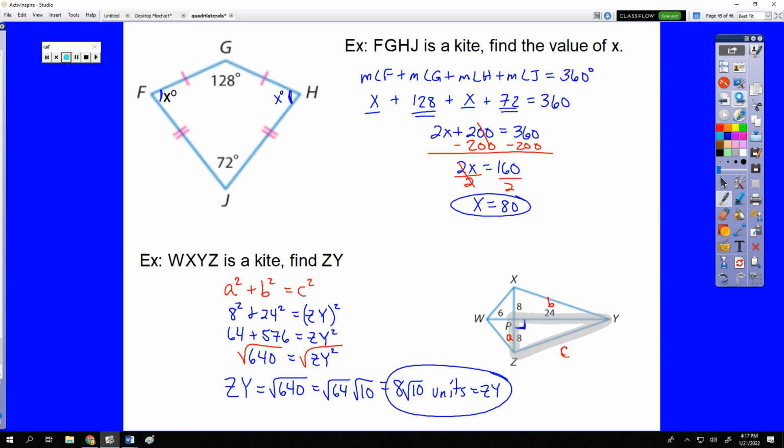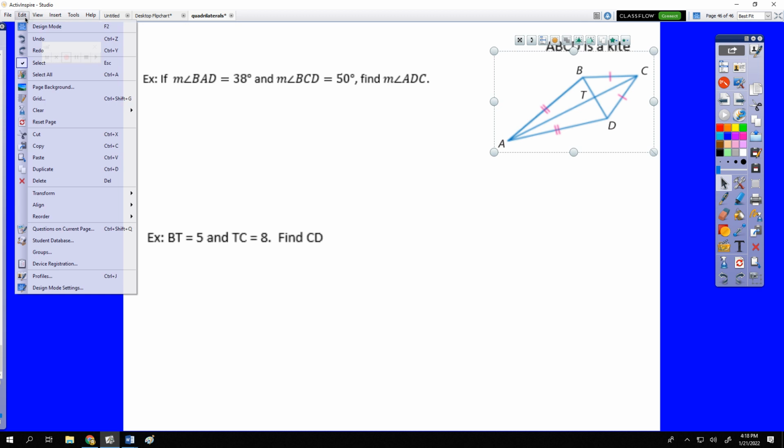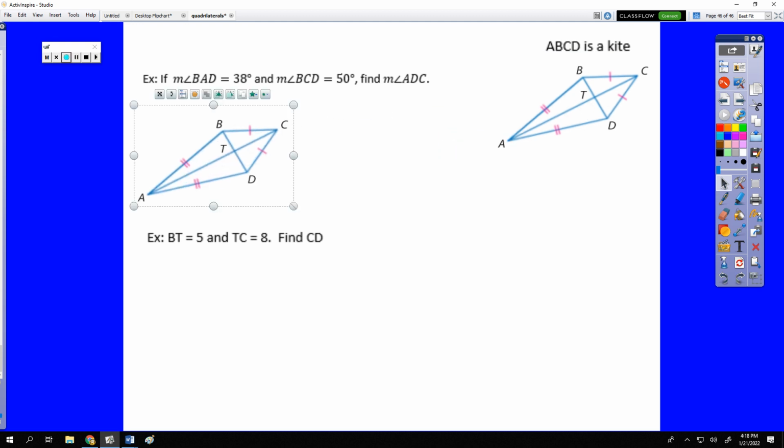Okay, on to the next example. Here we have ABCD, which is a kite in the upper right-hand picture. It says if the measure of angle BAD is 38 degrees and the measure of angle BCD is 50 degrees, find the measure of angle ADC. So what I'm going to point out is that we do not need the diagonals in this picture, okay? So if we look at this picture here, and I'm going to use my ability to write over the picture in white, we don't need the diagonals to solve this problem, okay? So we are going to look at this kite, and in our brain we need to erase the diagonals from our memory and not even consider them.